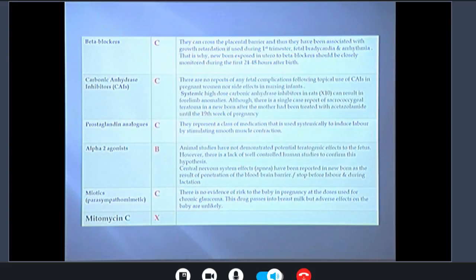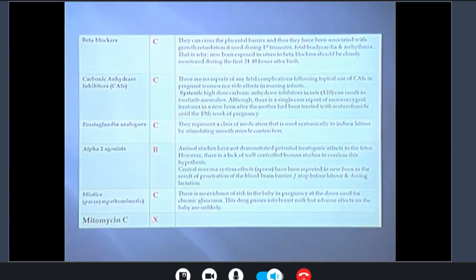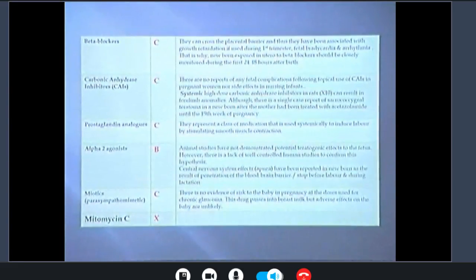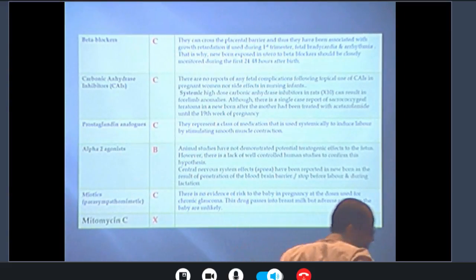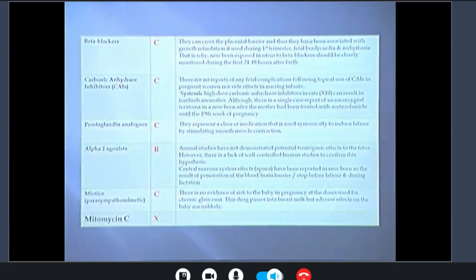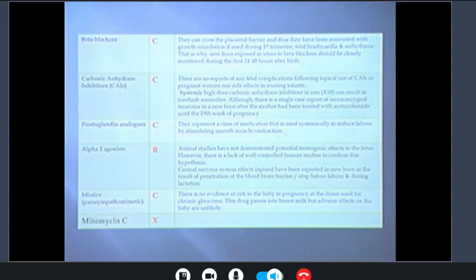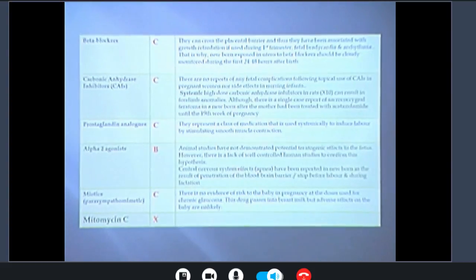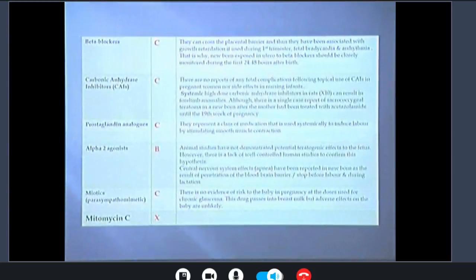Alpha-2 agonists are the safest. They are in group B, where animal studies have not demonstrated any teratogenic defects for the fetus. But remember, alpha-agonists such as Alphagan can cross the placental barrier and the blood-brain barrier of the fetus. So you can induce CNS suppression and the neonate can end up in apnea after labor. So it's preferably not used closer to labor. Stop it, and again put the neonate under observation for a few days after labor.